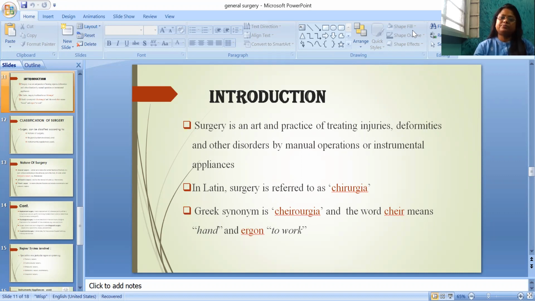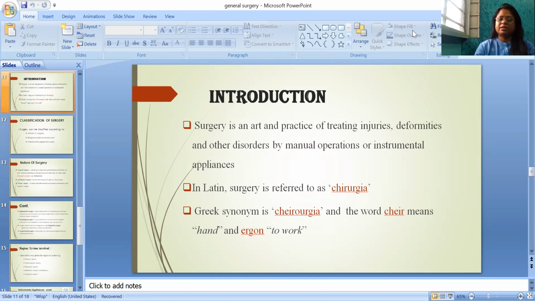So, under surgery there are two terms here, two things. The first one is manual operation or instrumental appliances. Both methods come under surgery.